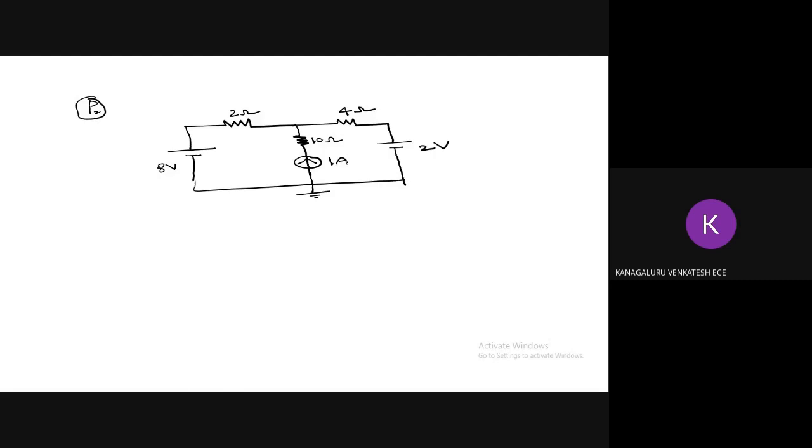Next question. For the circuit shown below, find the node voltage. Find the node voltage. Second one, find the current through the 4 ohm resistor. Find current through 4 ohm resistor.